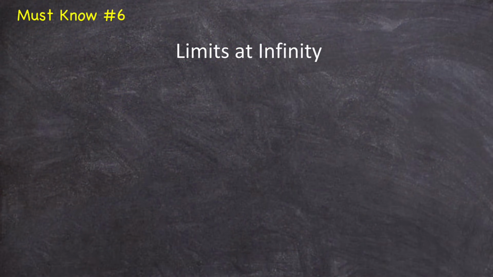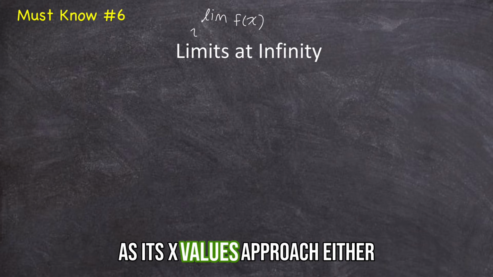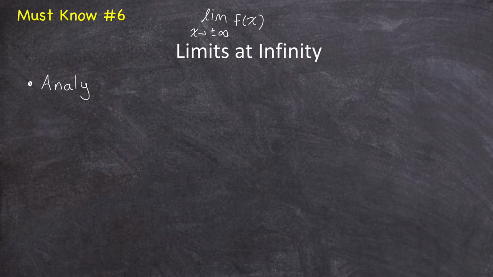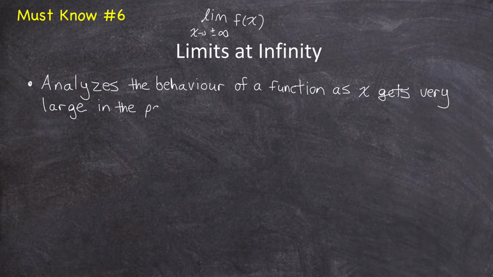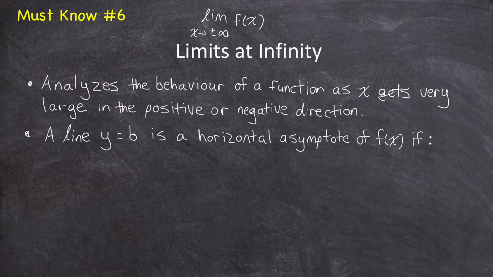Must-know number 6. Calculating limits at infinity. In this section, we'll be looking at how to calculate the limit of a function as its x values approach either positive or negative infinity. When we do this, we're essentially analyzing the behavior of a function as x gets very large in the positive or negative direction. And that will help us actually see if a function has a horizontal asymptote, because a line y equals b is a horizontal asymptote of f of x if the limit of the function as x approaches either positive infinity or negative infinity is equal to b.